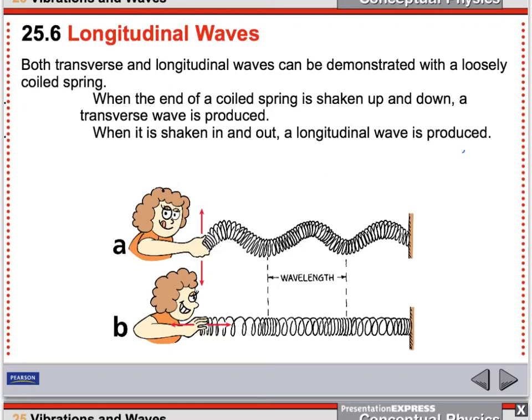Example B is an example of a longitudinal wave, which is where the motion of the medium is along the same direction as the motion of the wave. It's vibrating back and forth, and the slinky is moving from her to the wall. So A is a transverse wave, where the medium moves perpendicular to the motion of the wave, and B is a longitudinal wave. The medium is moving in the same direction, vibrating back and forth, as the direction the wave is moving.